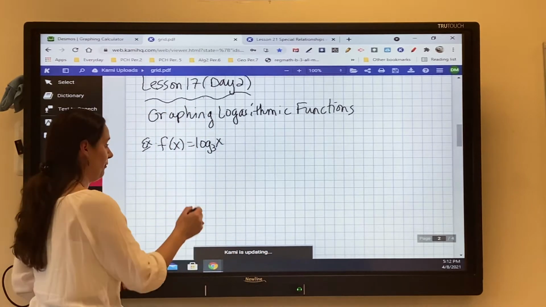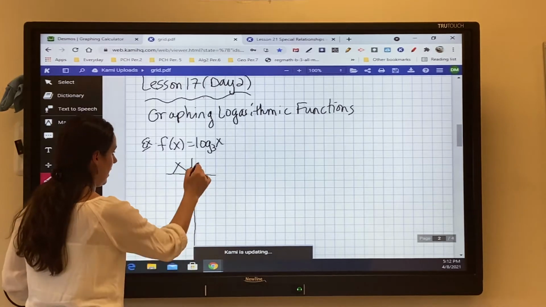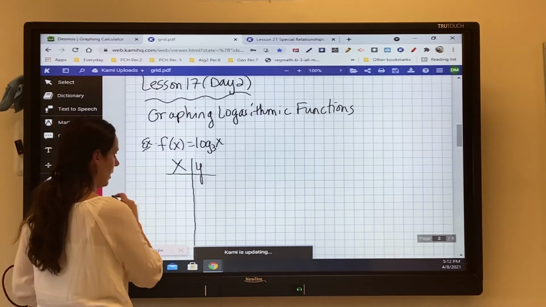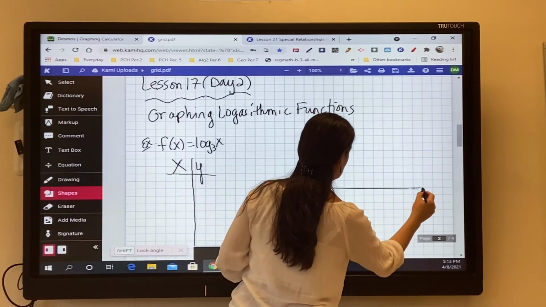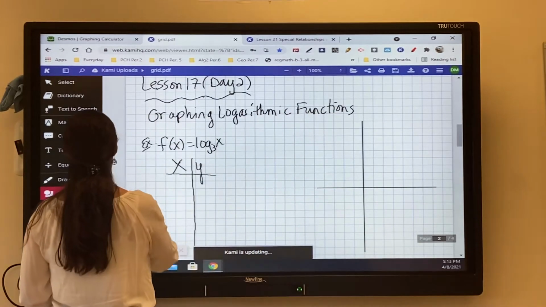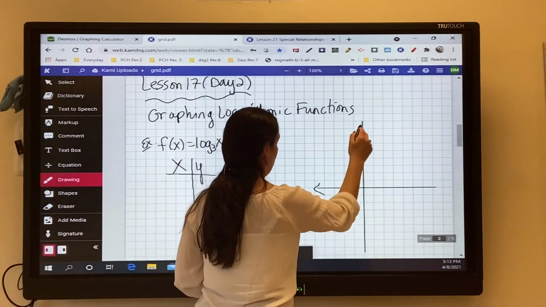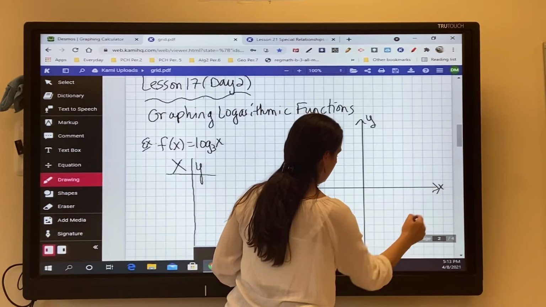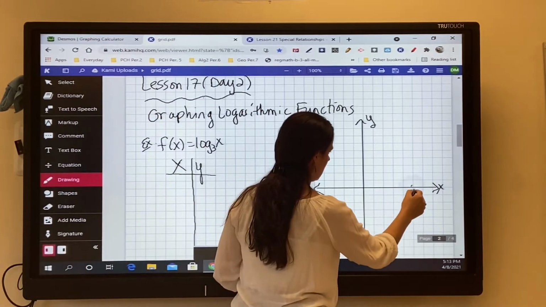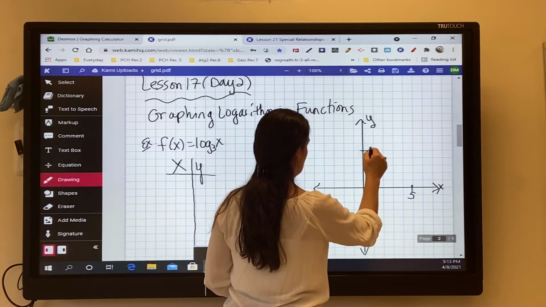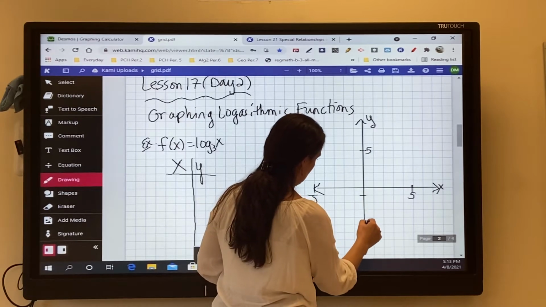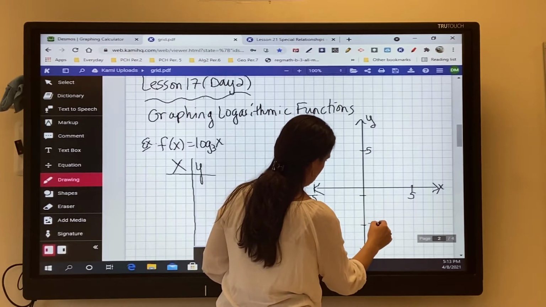We want to do what we've done before, which is make ourselves a nice XY table and a nice graph. Let's get the line tool and give ourselves a nice set of X and Y axes. With our axes, of course, we want to make sure we put arrows. Then we can do some scaling. It probably goes out to 5 on each axis, so a little bit left, then 1, 2, 3, 4, down to -5.